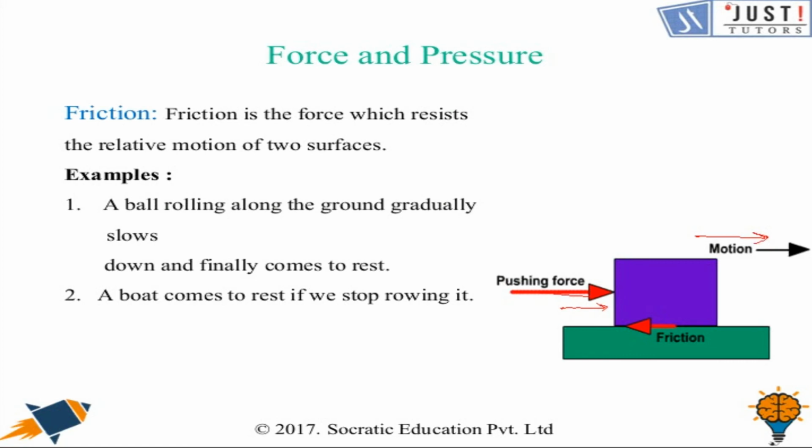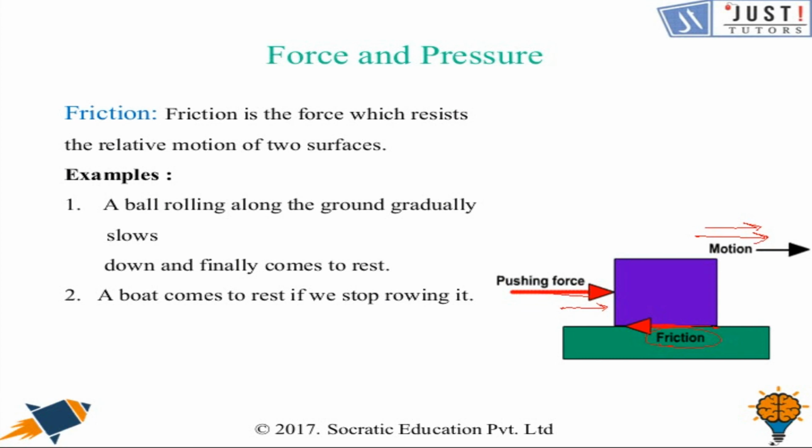There may be a force acting on the point of contact of the box and the ground which resists the motion of the box. So when we are pushing the box in this direction, motion will take place in this direction. We can experience or feel a force acting against this motion, this force at this point of contact of surface and the box. This force is known as friction. This friction force resists the motion of the box.